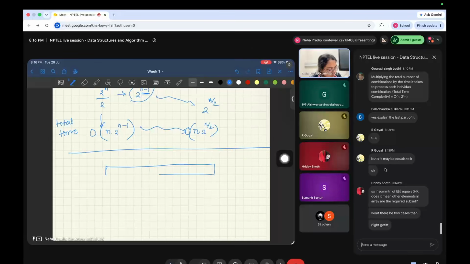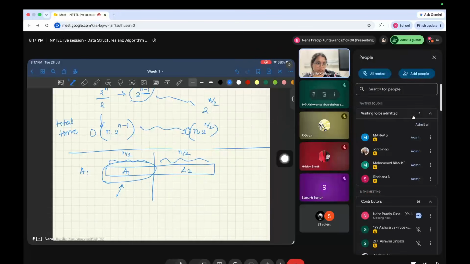Let's say that I divide my entire set into two parts. This is the first n by 2 elements, and these are the remaining n by 2 elements. Assume that n was even, but it doesn't matter. So now what you do is you go through all the subsets of, I'll call this A1 and this is A2, the first half of the array and the second half of the array. So you go through all possible subsets of A1. So how many subsets are there?